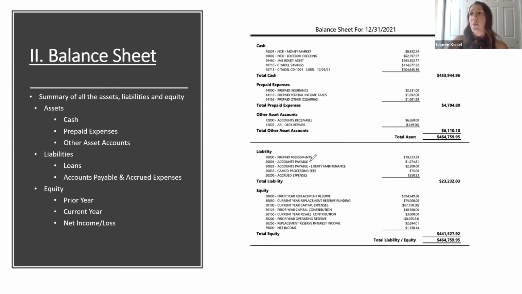You also have liabilities of your accounts payable. So these are invoices that you still need to pay, and then your accrued expenses. And then finally, in your equity categories, this is sort of similar to your narrative page. You have your prior year replacement reserves, your current year, and then any net income, which this number here matches the income that you have year to date in December.